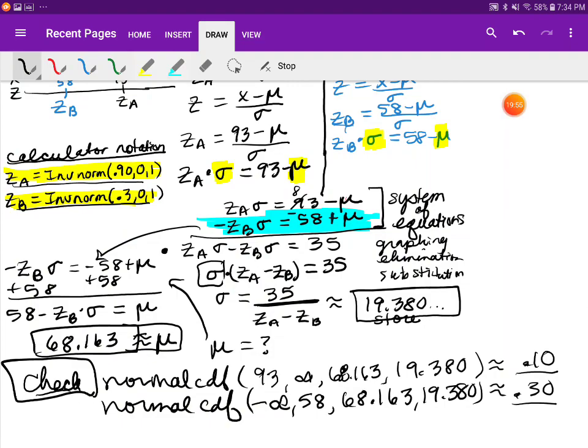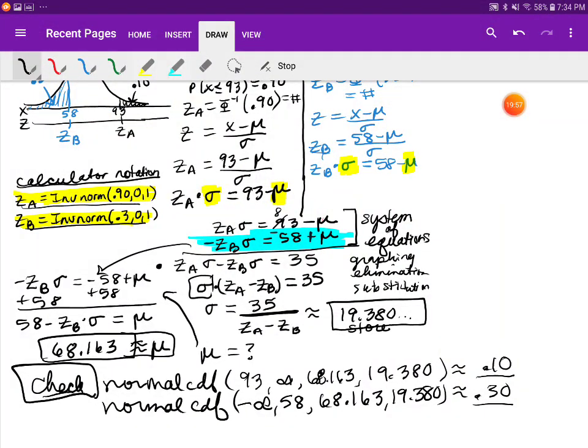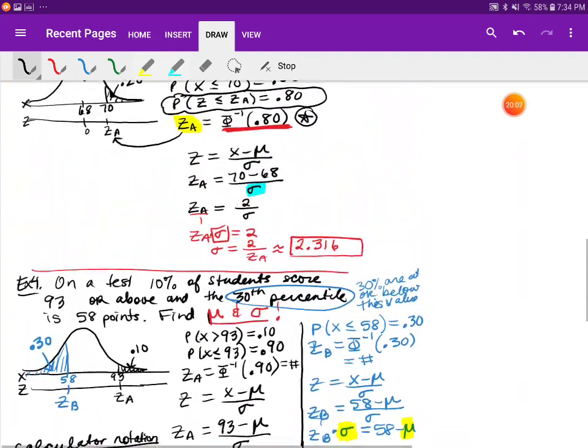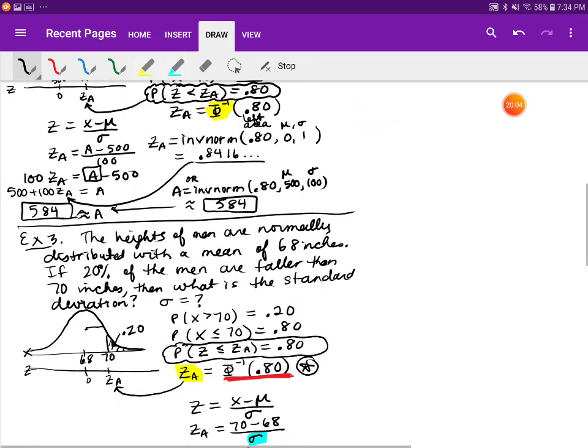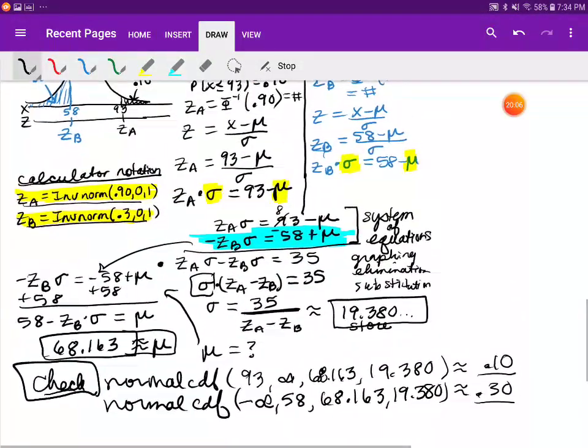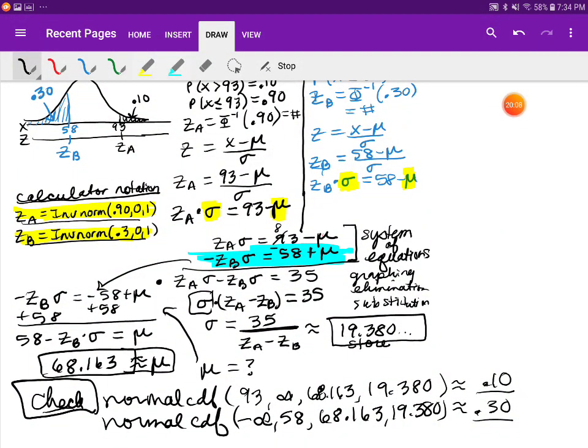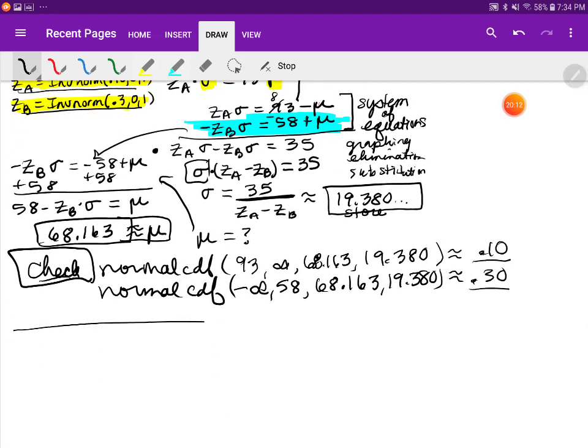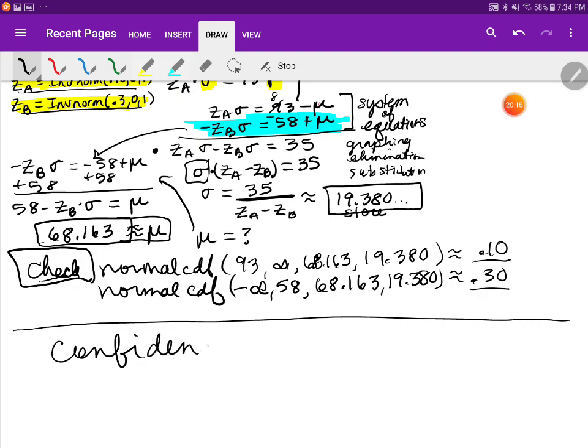I'm not sure if confidence intervals are in S4 or S5, but either way, it needs its own separate video. So this is the end of the main part of S4, which is just using inverse normal directly when there's no n value. Now, once you hit something with an n value, I'll show you what's coming. So this is called confidence intervals.